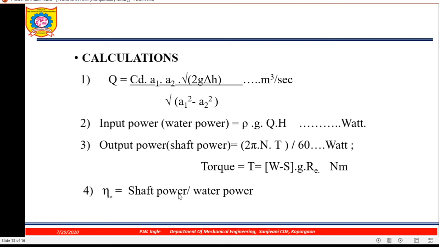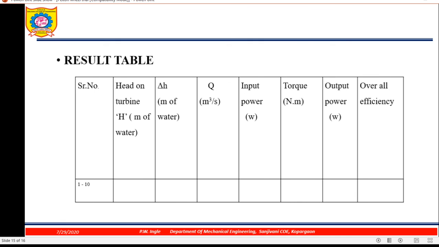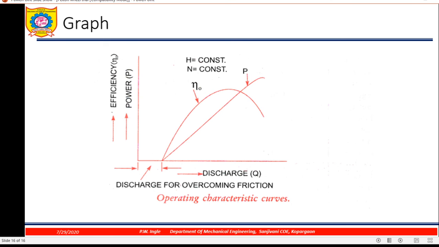Then calculate overall efficiency, which is shaft power upon water power. So you get the output power in watt as 2 pi NT by 60. And then finally you calculate overall efficiency. In this way you can do the calculations. By doing the calculations you can plot the graph between discharge and efficiency and power, and this graph is nothing but the operating characteristic curves.